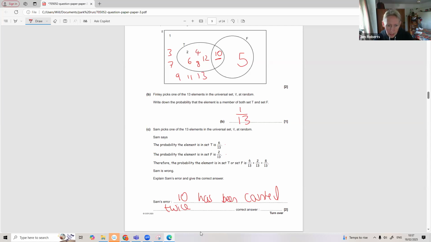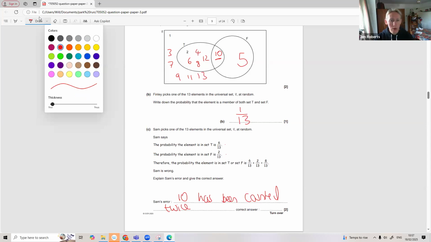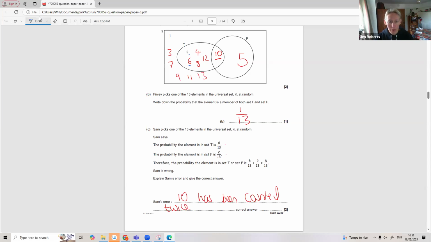And the probability the element is in set T or set F. So we need all of these numbers here. All of these numbers are in set T or F. 1, 2, 3, 4, 5, 6, 7. 7 out of 13.